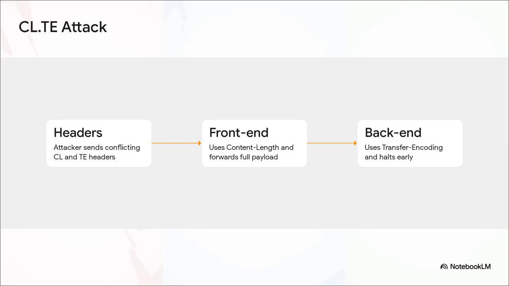Let's break down the actual mechanics of these desynchronization attacks. In a CL.TE attack, the attacker sends conflicting headers. The front-end proxy prioritizes the content length header, so it grabs the entire payload and forwards it. But the back-end server prioritizes transfer-encoding, so it starts reading the chunks, and it hits a zero-length chunk that the attacker deliberately planted early in the payload, and it just stops reading. It mistakenly treats the leftover, smuggled bytes sitting in the queue as the start of the very next innocent user's HTTP request.